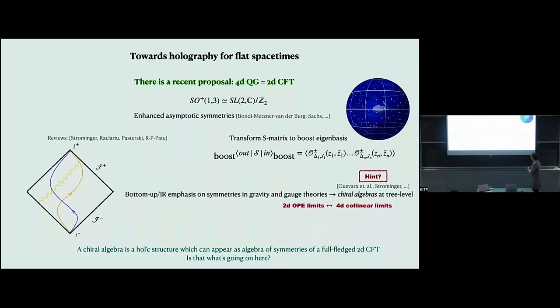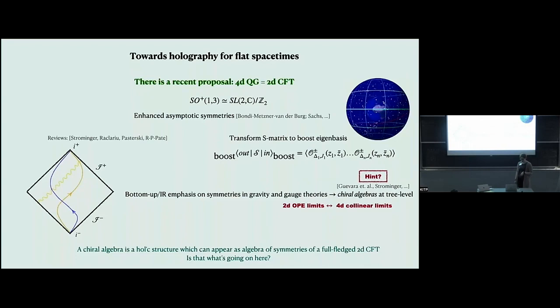And here, we would, of course, really like to know, are these chiral algebras that appear as classical asymptotic symmetry algebras in a particular nice basis, are they really the algebras of symmetries of a full-fledged 2D conformal field theory, the so-called celestial conformal field theory? And is that really what's going on here?